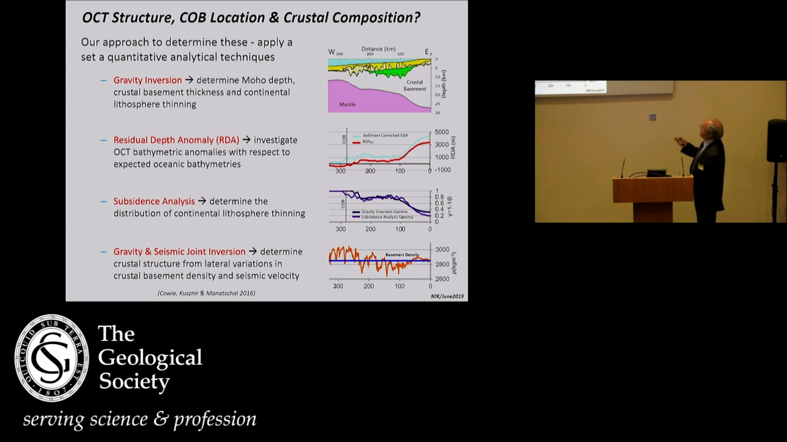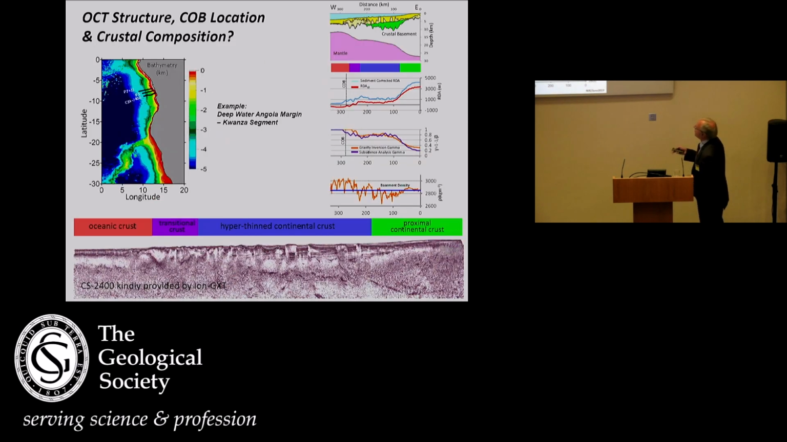As well, if the deep long offset seismic reflection data is good enough, we can carry out a gravity and seismic joint inversion to determine the lateral variation of basement density and seismic velocity.